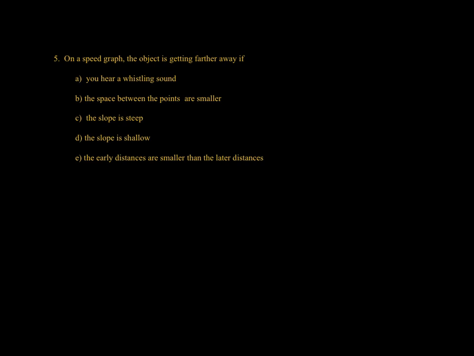On a speed graph, the object is getting farther away if the early distances are smaller than the later distances. So the distance at time zero is less than the distance at time, say, 10 seconds, that means the object has gotten farther away from you. If the distances are getting smaller, that implies that the object is getting closer to you. So the distance getting smaller as time goes on means that it's getting closer. But early distances smaller than later distances mean it's getting farther away.